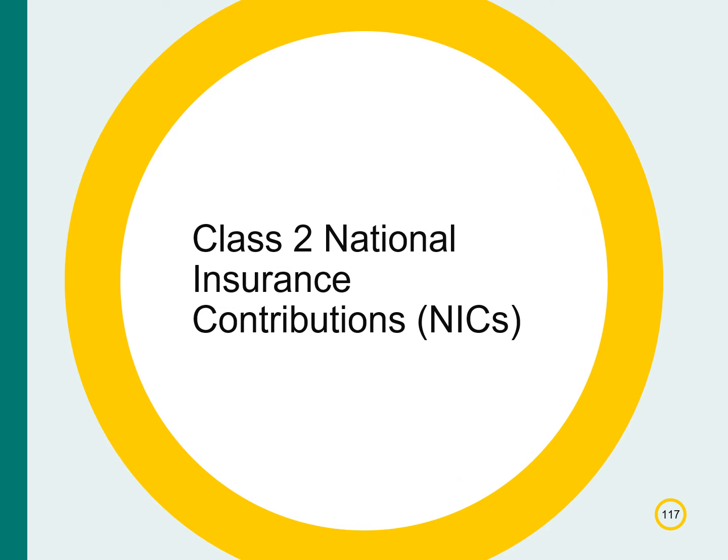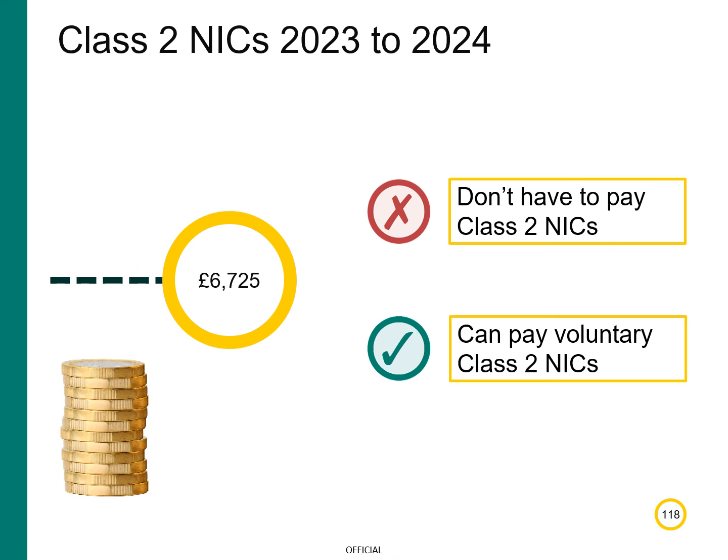When you save and continue on the summary page, you're taken to Class 2 National Insurance Contributions, or NICs. If your taxable profits for the year 2023 to 2024 are less than the small profits threshold, £6,725, or you made a loss, you don't have to pay Class 2 NICs. However, you can choose to pay voluntary Class 2 NICs to protect your entitlement to state pension and certain benefits. We'll see how to do this shortly.